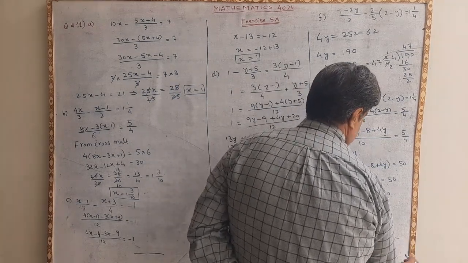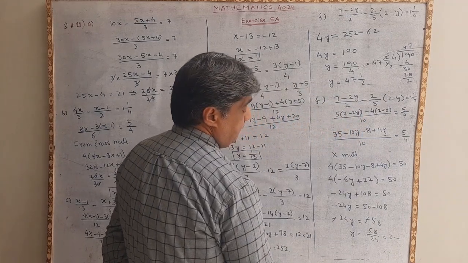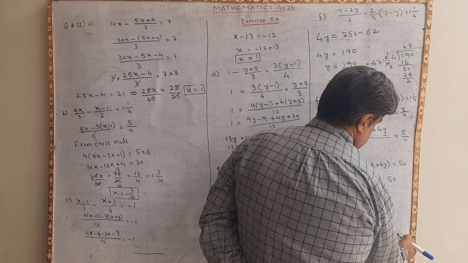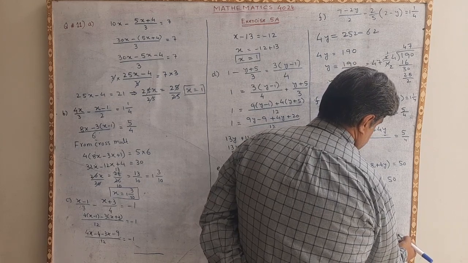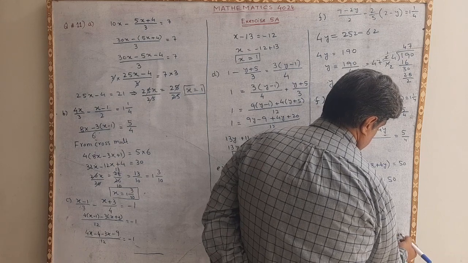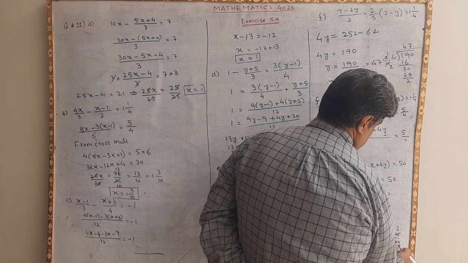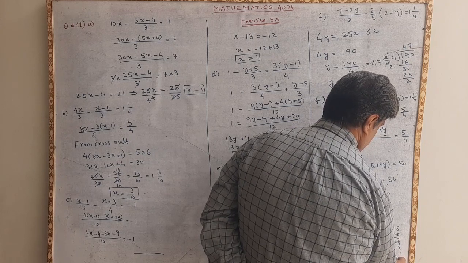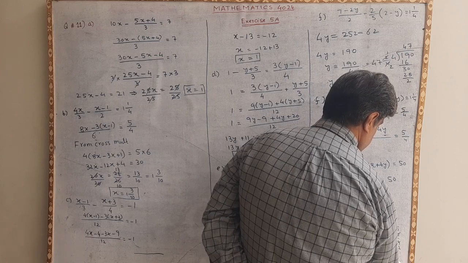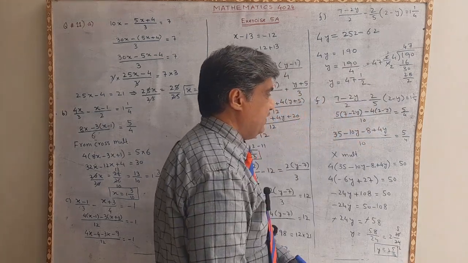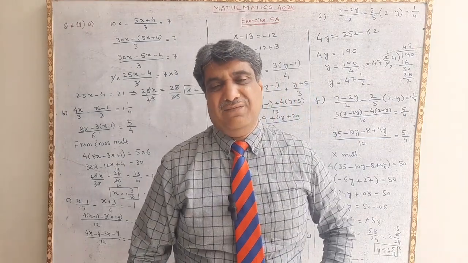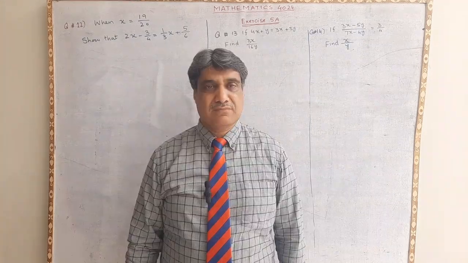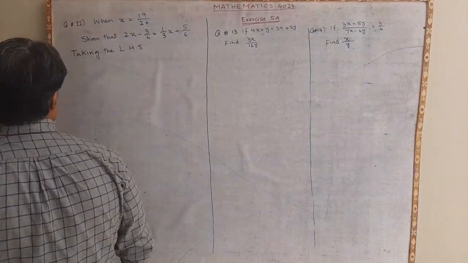So 2 whole 10 over 24, 2 fives are and 2 twelves are. So that will be equal to 2 whole 5 over 12 will be the value of this y. Now we have to do question number 12, and for that I have to erase the whiteboard. Okay, now let us do this question.